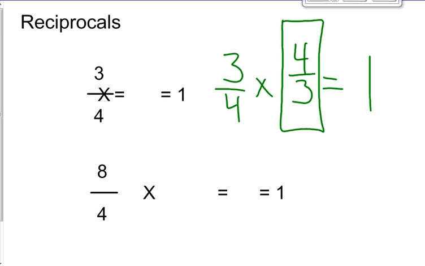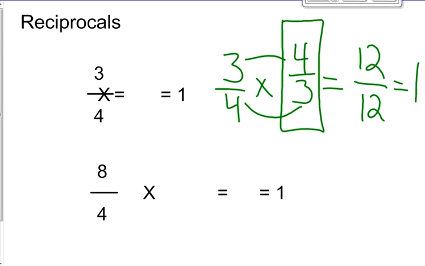And if we were to actually multiply this, that'd be 3 times 4, which gives us 12, and 4 times 3, which gives us 12. And of course we could reduce that to be 1. And so as we look at this, reciprocals help us understand the idea of 1. And so 3/4 times 4/3 equals 1. And so 3/4 and 4/3 are reciprocals.